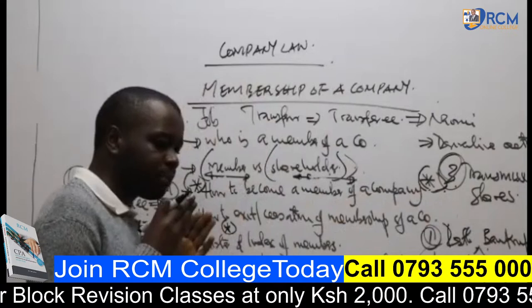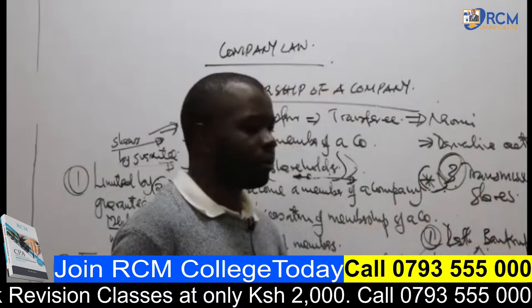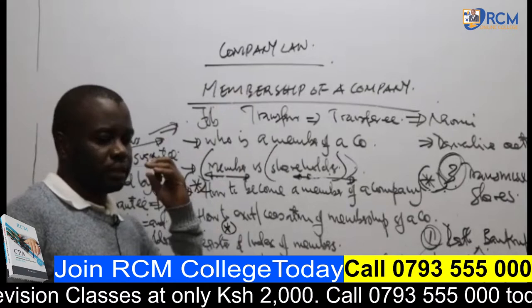But of course, in this case, by operation of law, the shares have already been lost to either the beneficiary, or maybe the receiver, or maybe a trustee for the benefit of the insane person. So those are some of the three key dominant situations or circumstances.